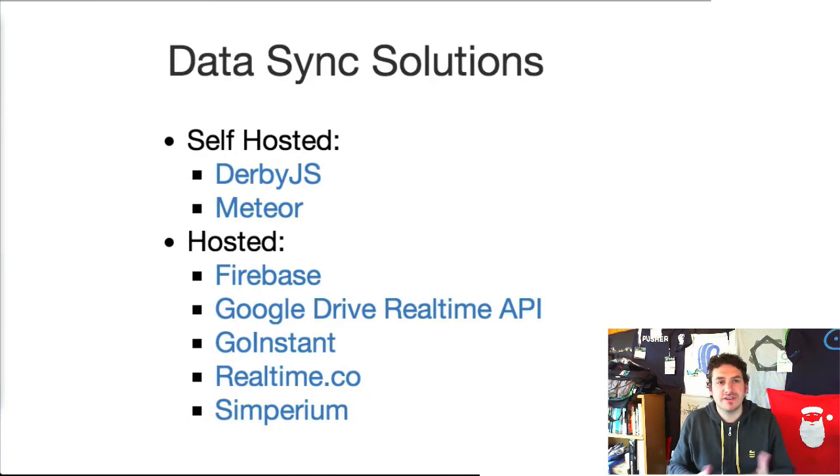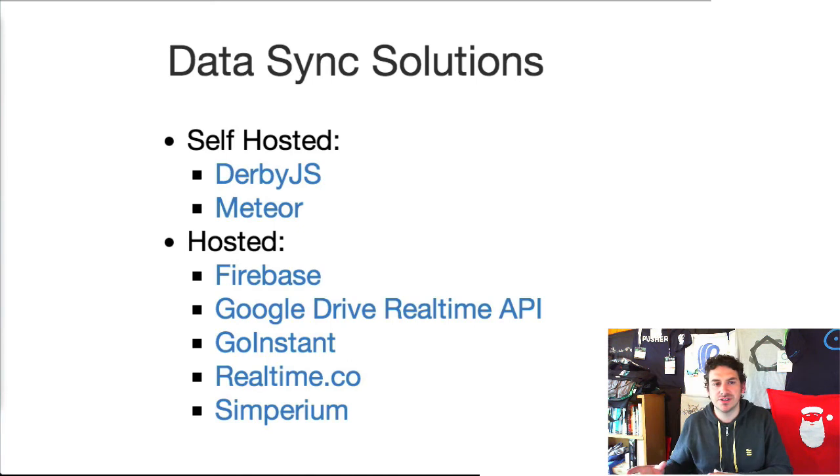So, the solutions around data synchronization: there's Meteor and Derby.js, which are a kind of new breed of application. They're all-in, really. You need to be using their client and their server, but they do offer this real-time synchronization. They also offer HTML templating.